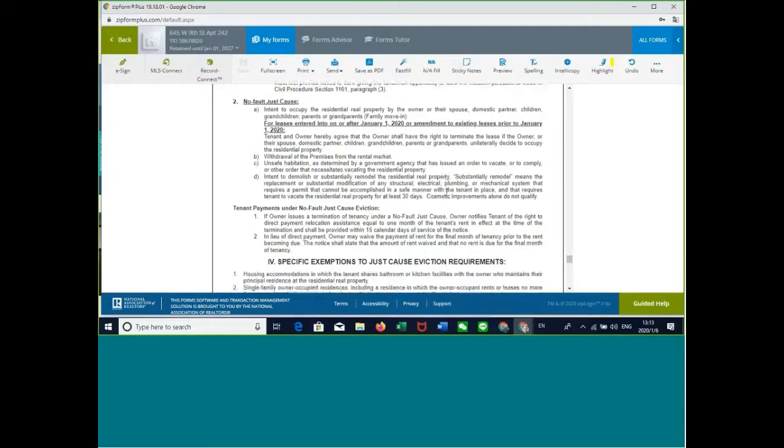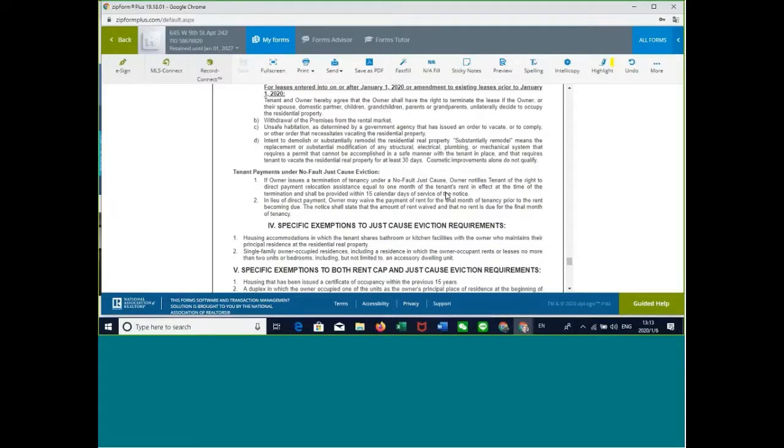And the next one, it says intend to demolish or substantially remodel the residential real property. Substantially remodel means the replacement or substantial modification of any structural, electrical, plumbing, or mechanical system that requires a permit, that cannot be accomplished in a safe manner with the tenant in place, and that requires the tenant to vacate the residential real property for at least 30 days.